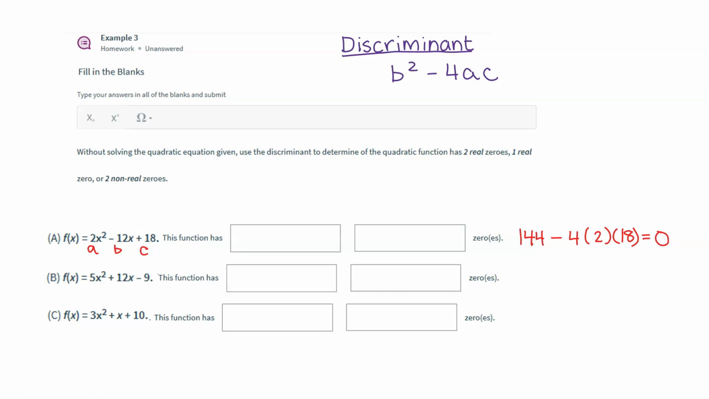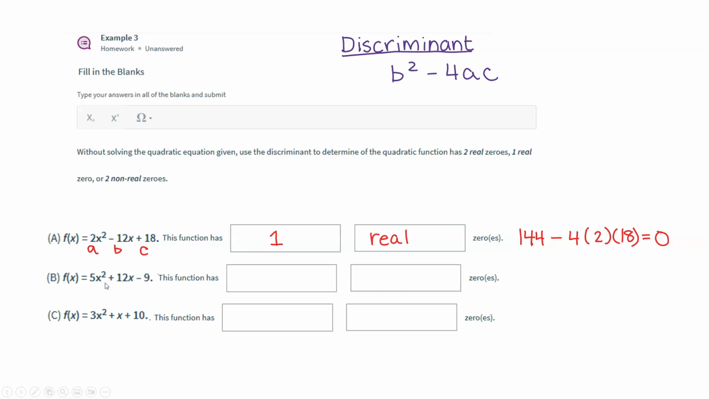That means when you go to the quadratic formula and you have that plus or minus the square root part, that's going to become 0. So you're only going to have a single number in the numerator and a single number in the denominator. That's going to give you one real 0.